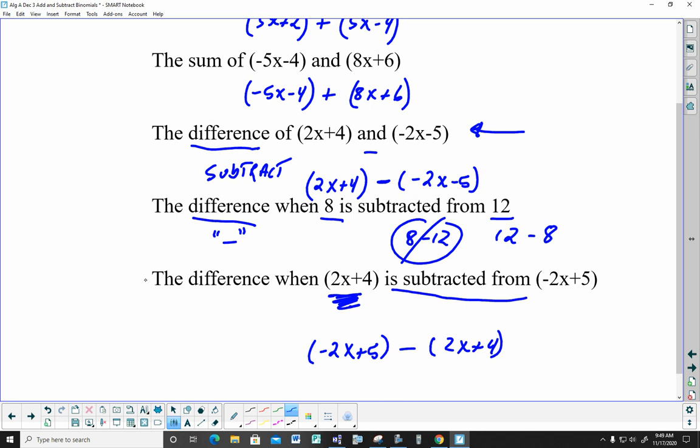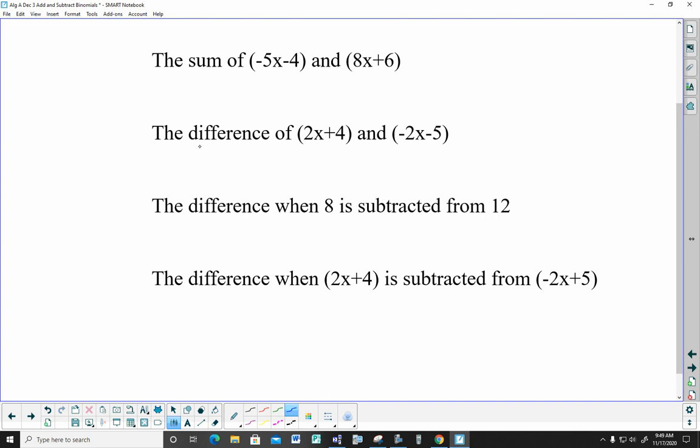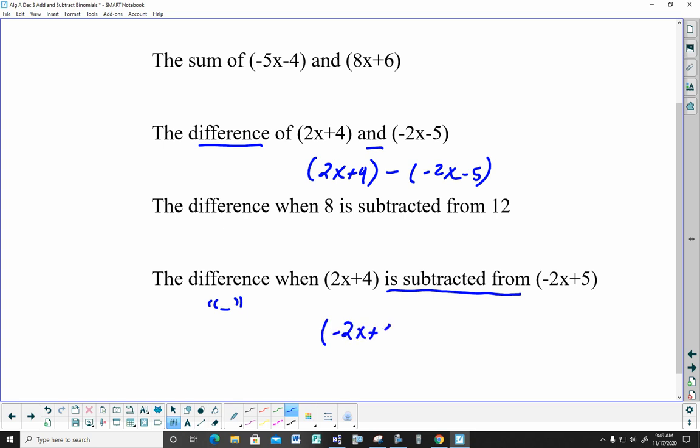If it's worded like this, the difference, all you have to do is replace that with a subtraction. So 2x plus 4 minus a negative 2x minus 5. But when they say the difference, so you're thinking subtraction, is subtracted from, you have to write it in the opposite order that it's written, because this piece is subtracted from the second piece. Okay, so be careful of the wording.